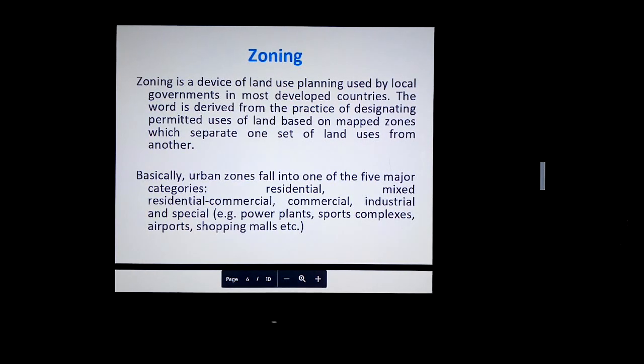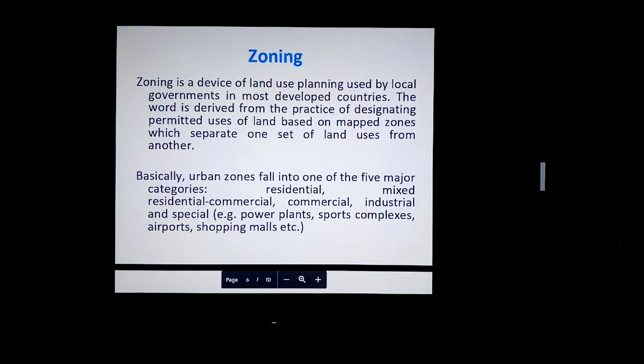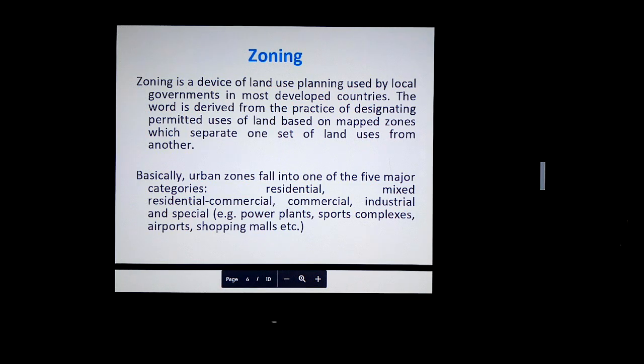Now we'll move on to another topic called zoning. Zoning is a device of land use planning used by local governments in most developed countries. The word is derived from the practice of designating permitted uses of land based on mapped zones which separate one set of land uses from another.